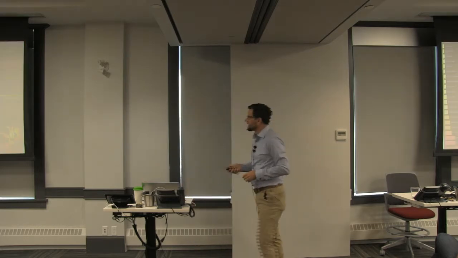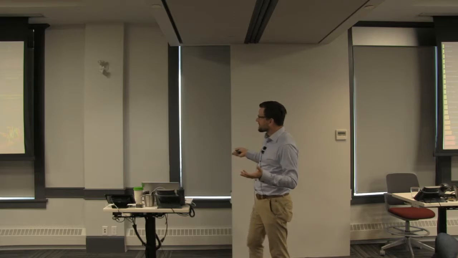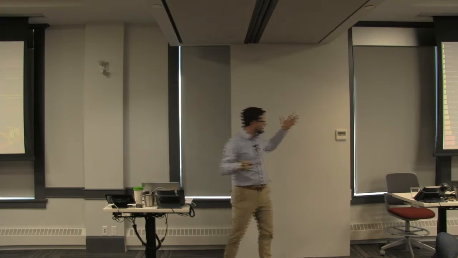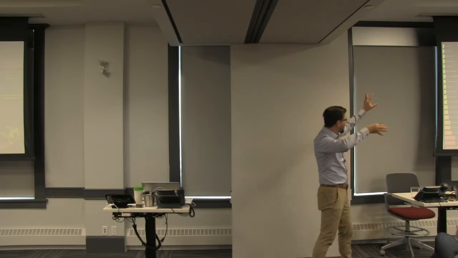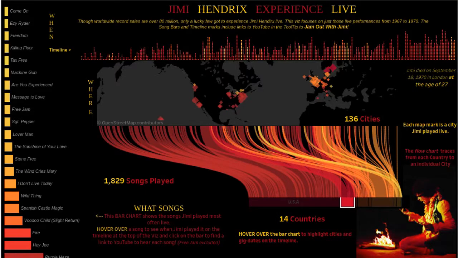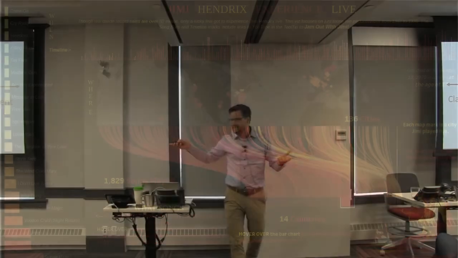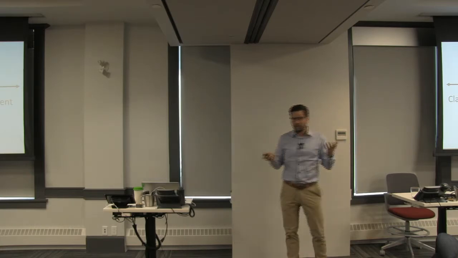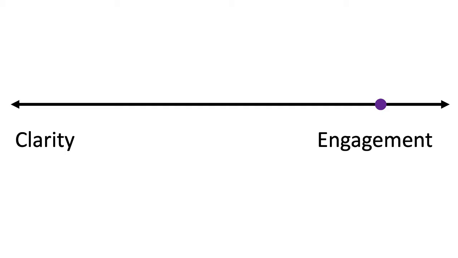All right. And then we have Jimi Hendrix, the Experience Live, which is incredibly engaging. Look at this. There's color, there's lines, there's maps, there's all kinds of things. And if you go online, you can hover over things and things will happen, right? This is super engaging, but what does it tell me? I don't know, right? Super engaging, not really clear. So we think to ourselves, it must be a trade-off. Or does it have to be? No.